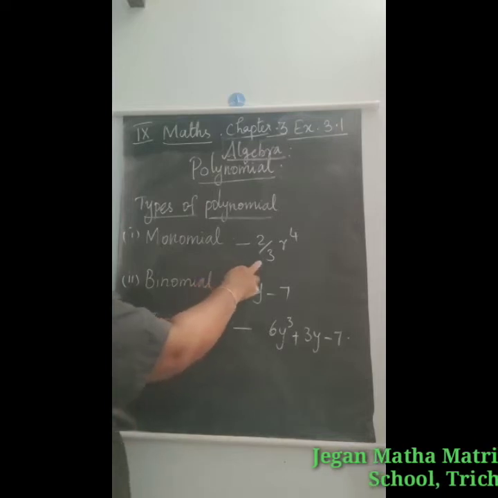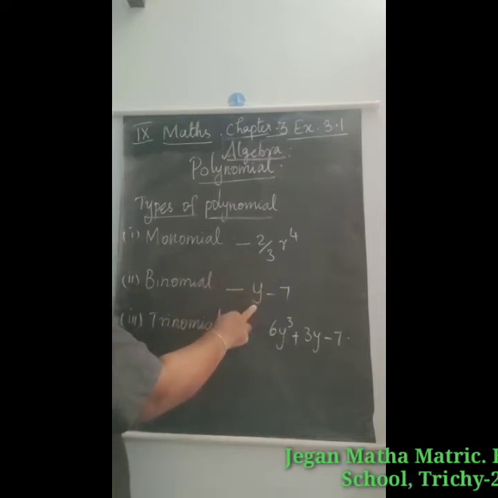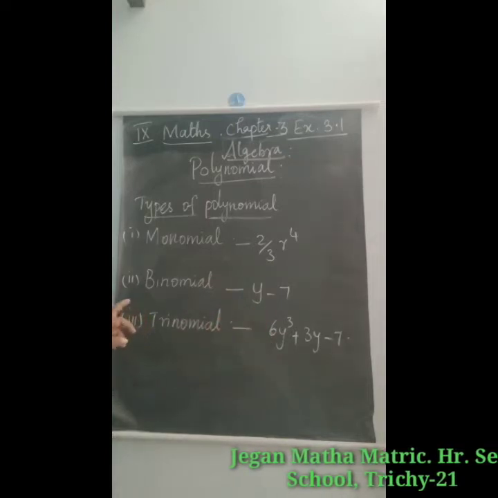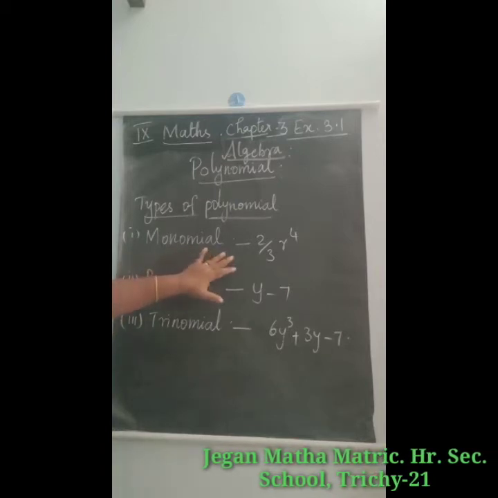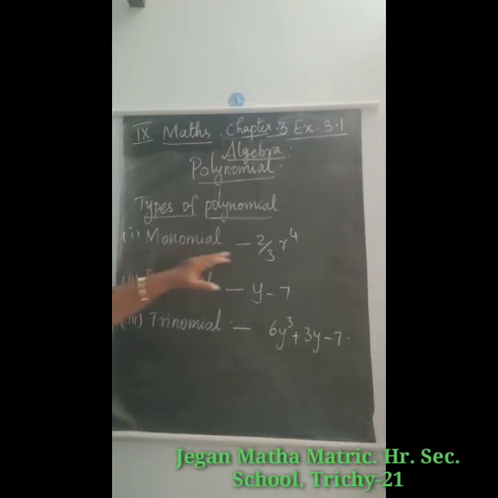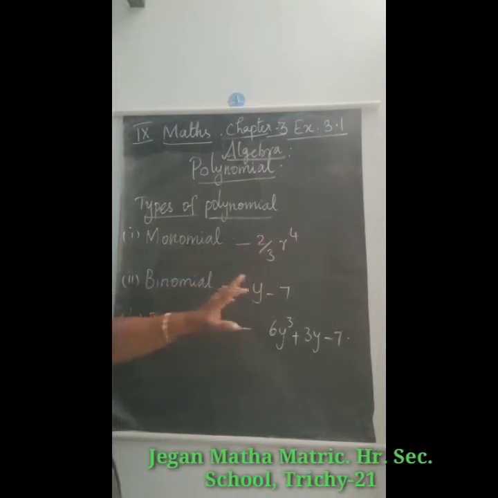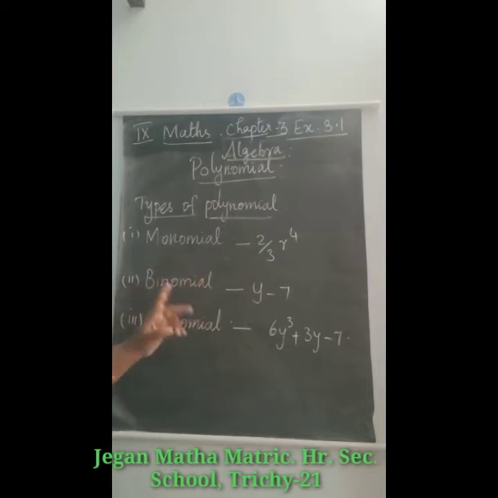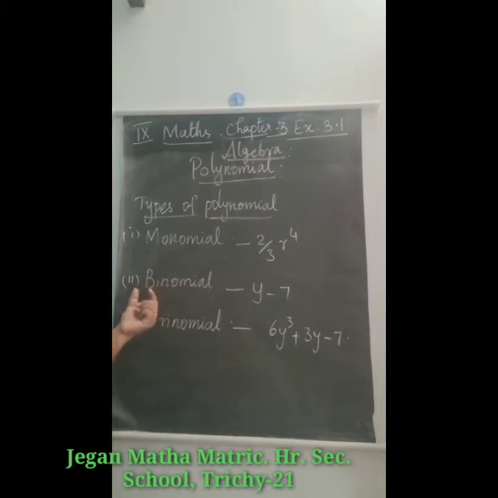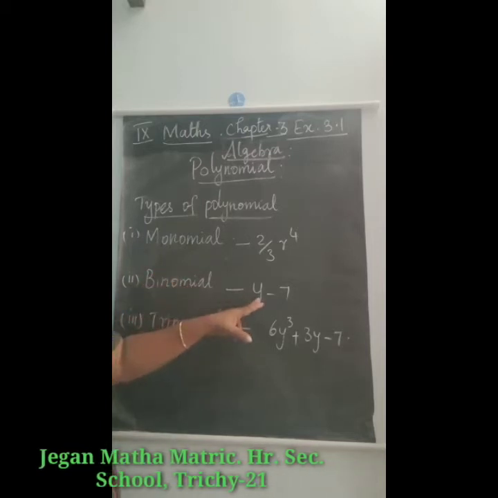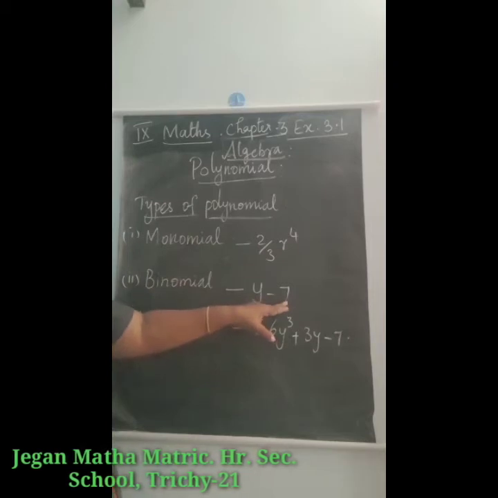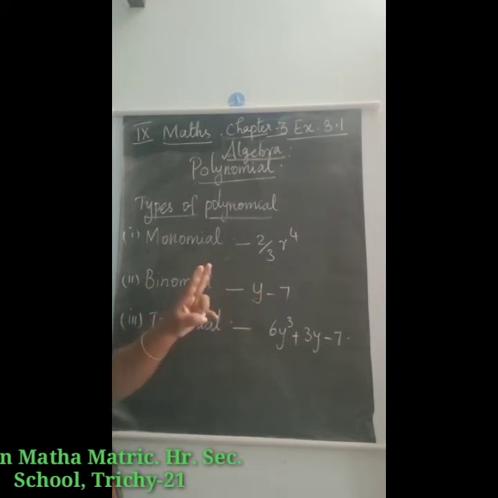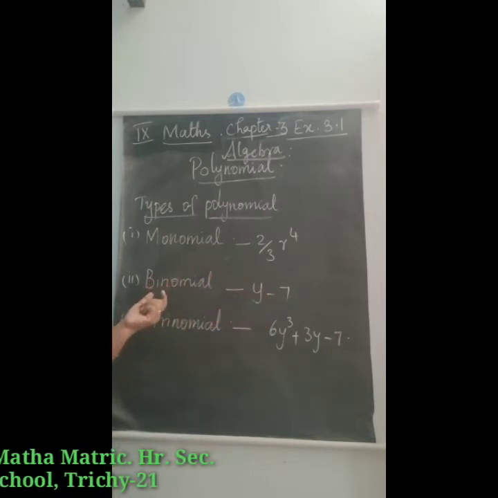Example for monomial, example for binomial, example for trinomial. If there is only one term in the polynomial, that is called monomial. Here only one term is there. And what is binomial? A polynomial having two terms is called a binomial. This is one term and another one is the second term. This is the constant term and this is the variable. In this example we have two terms, so it is called binomial.